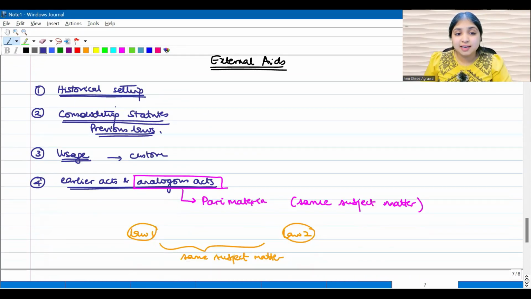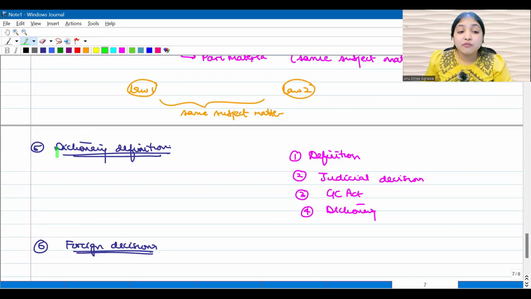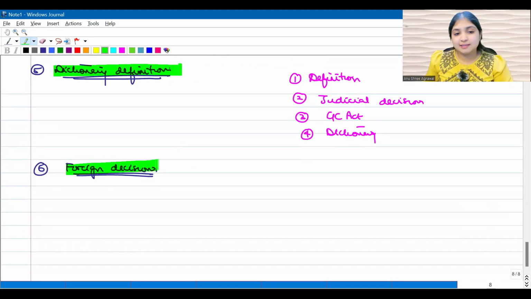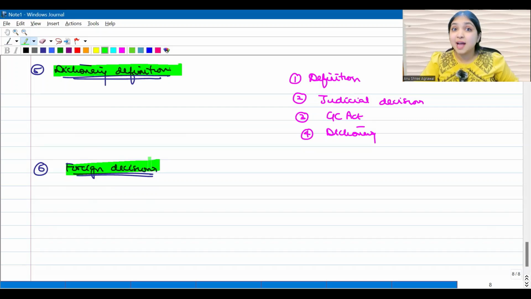So, 6 external aids we have. Our first external aid was historical setting. Second was consolidating statutes and previous laws. Third was usage. Fourth was earlier acts and analogous acts. Fifth was dictionary definitions. And sixth was foreign decisions. So these are all of our external aids. With this, we have learned about the internal aids as well as the external aids fully.